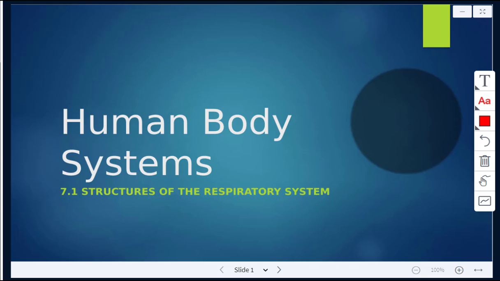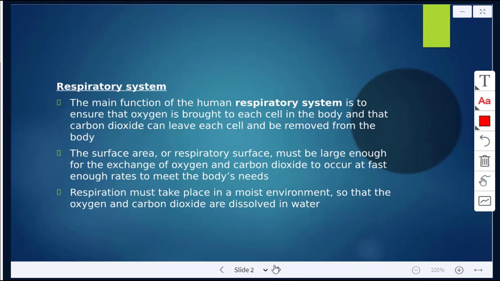All right, so we are starting the respiratory system next, and we're looking at 7.1 today, which is structures of the respiratory system. So the respiratory system, its main function is to ensure that oxygen is brought to each cell in the body and that carbon dioxide can leave each cell and be removed from the body.